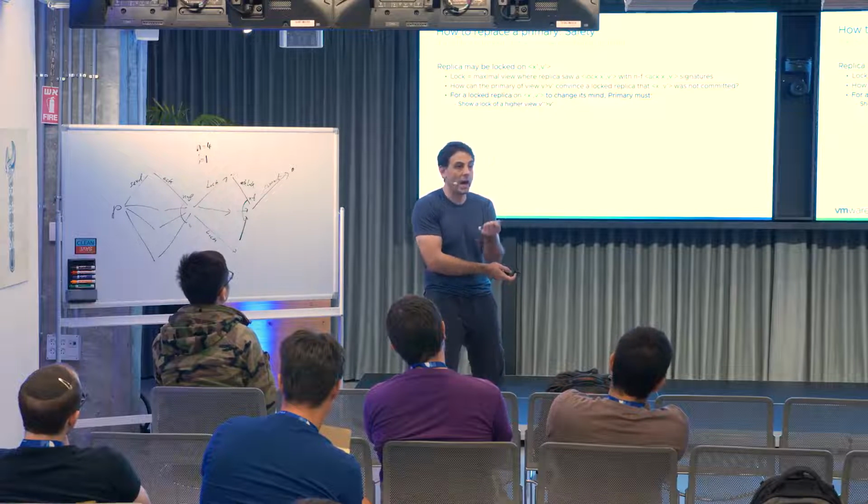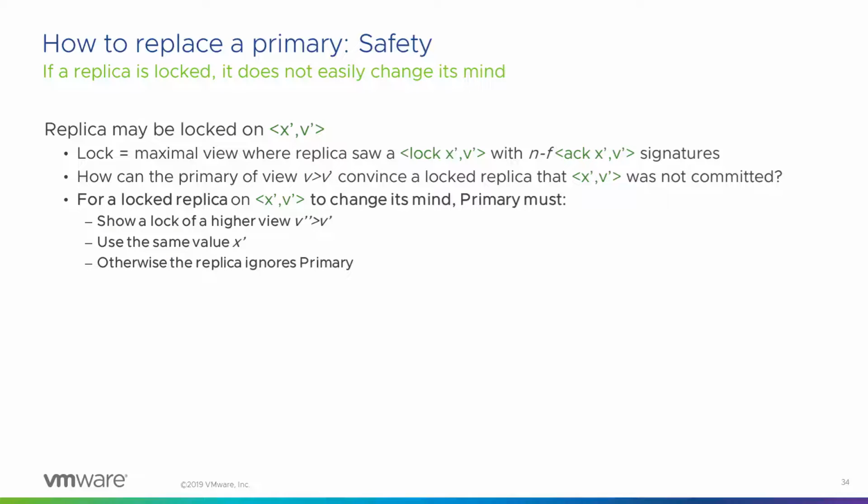I see a higher lock on a different value. And the other is that the primary simply uses the same value I'm locked on. If I'm already locked on x prime, and the primary suggests that, I'm saying, fine, I'm happy with that. So these are the two rules. Otherwise, as a replica, I'm going to ignore the primary, since I'm locked on a value, and I don't want a malicious primary to force me to work on something else.